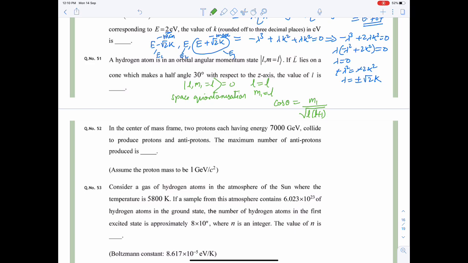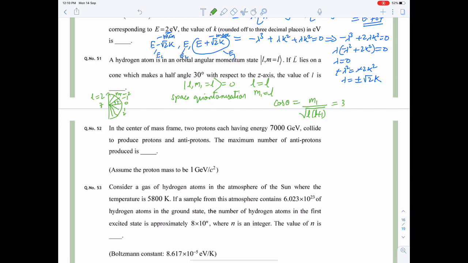Actually, I can tell in detail when we start atomic and molecular physics. This is your orientation, you can say this is orientation. If this is z, these are your mz values, with z pointing in this direction. If it is ml, it will be minus 2, minus 1, 0, 1, 2, if L is equal to 2. So the angle of this orientation is 30 degrees.